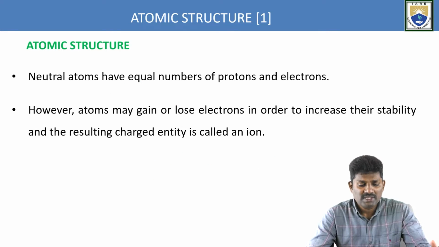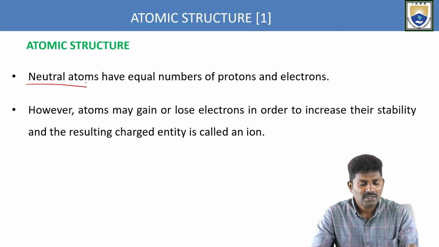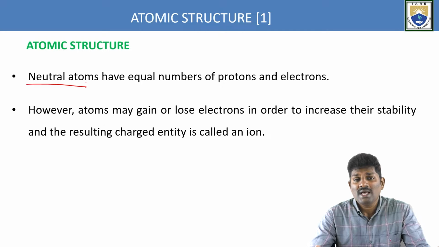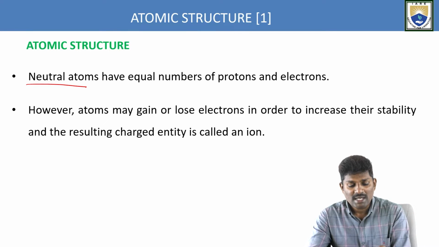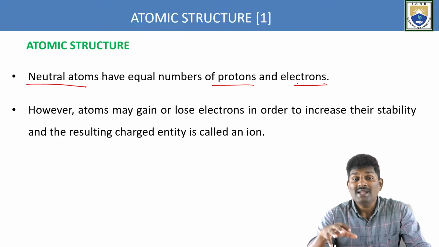So atomic structure, if you see again, neutral atoms have an equal number of protons and electrons. So what is happening here? We have the nucleus, which is composed of the protons, and the electrons. These are neutral. Since it is a neutral atom, it has to be balanced. That's why the number of protons and electrons in a neutral atom are equal to each other.